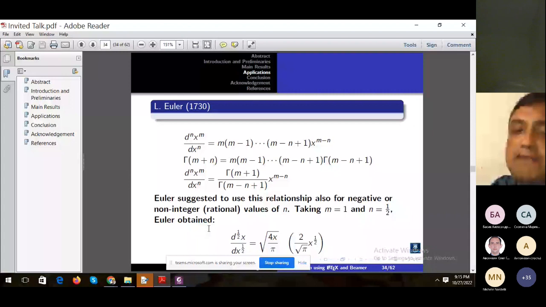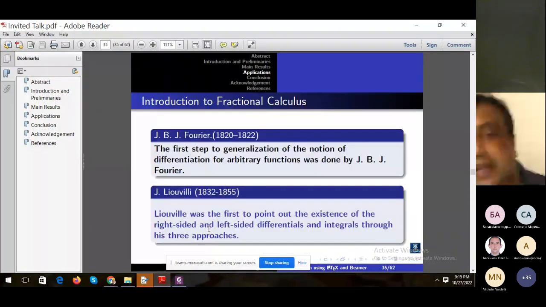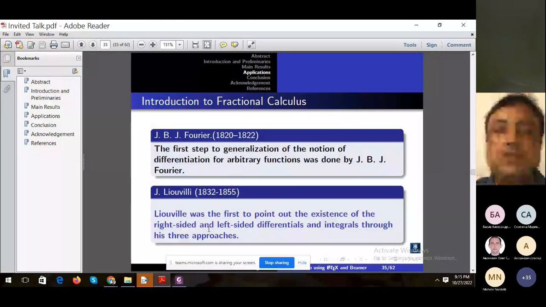So this is the importance of this composition formula. Then here I mention some of the well-known contributions by well-known scientists. If I am talking about J.B.J. Fourier, in 1820 to 1822, the first step toward generalization of the notion of differentiation for arbitrary functions was done by J.B.J. Fourier. Liouville was the first to point out the existence of the right-hand side and left-hand side differentials and integrals through his three approaches.